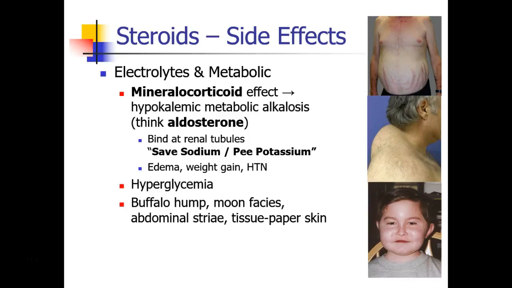Patients who take steroids will have a series of different side effects that you can observe. The mineralocorticoid effect, think about aldosterone. So these drugs will act like aldosterone, causing them to save sodium and pee potassium, and so they will have a hypokalemic metabolic alkalosis. As a result, they'll have edema, weight gain, and hypertension. Patients who take steroids also will have hyperglycemia and may have some common physical signs, including the buffalo hump, the round moon facies, the red abdominal striae, and very, very thin tissue paper skin.